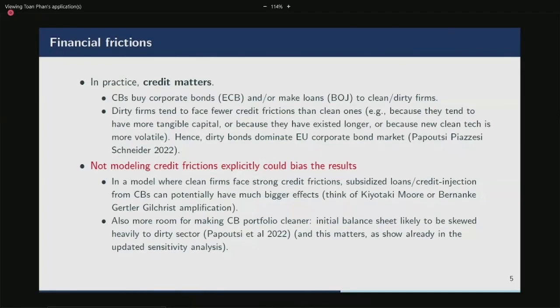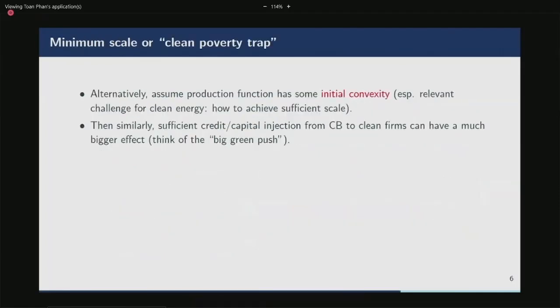All right, so financial friction matters, right? And there's another related aspect: the model doesn't capture the potentiality of minimum scale, or I would call it the clean poverty trap, right? So another way to make the model more interesting is to assume the production function has some kind of initial convexity, sort of like an S-shaped curve if you think of the poverty trap kind of story.